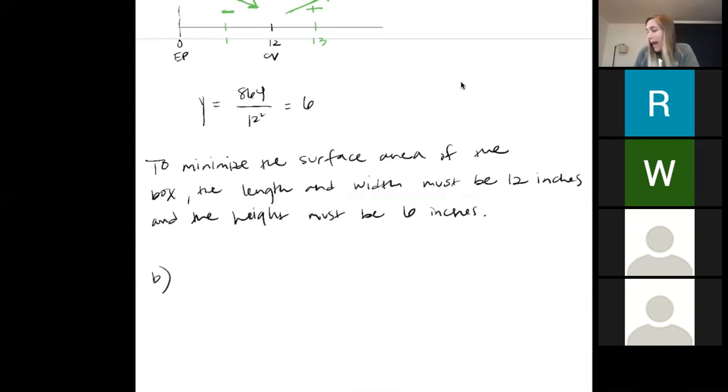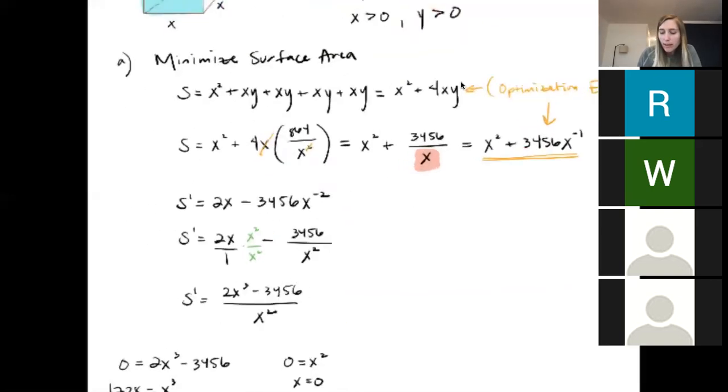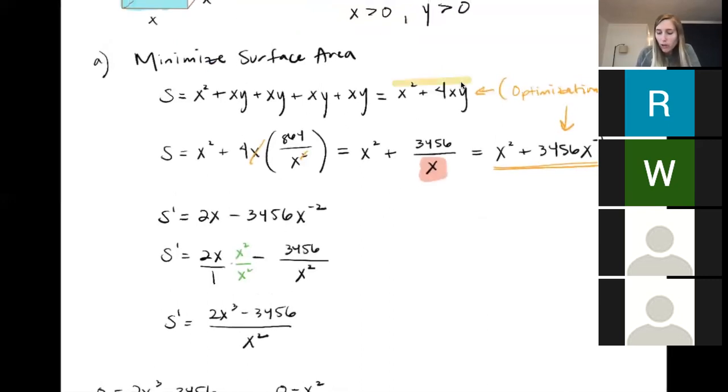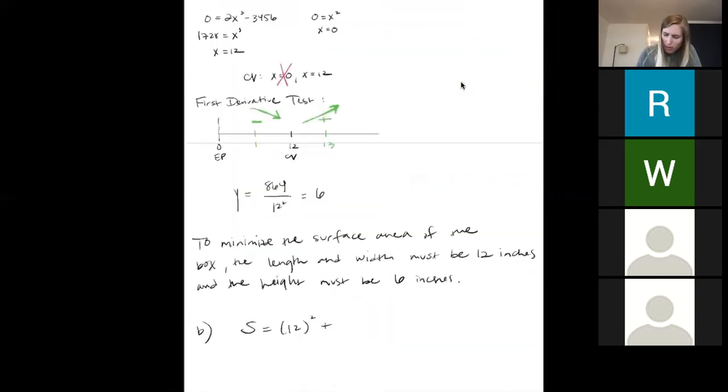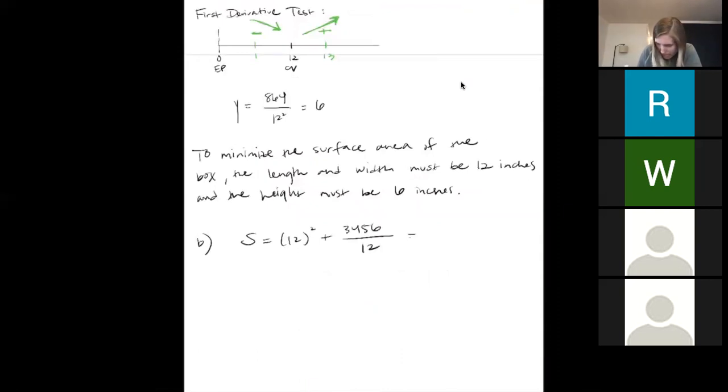Part B is asking for the actual surface area, what the minimum surface area is. So since you know what x and y are, you have options. You can use the original equation that we wrote, so this one, and just plug in 12 and 6. Or you could just plug in 12 for x into our other surface area equation. It doesn't matter. It's kind of your preference. You've already done the work for either way. So plugging in, I'm going to just plug in 12 for x. Is it plus? Yeah. So I get 432.